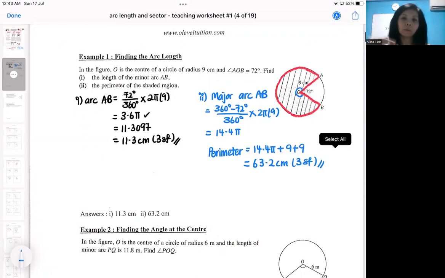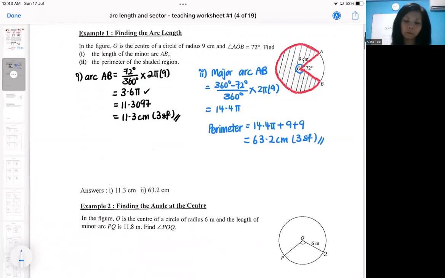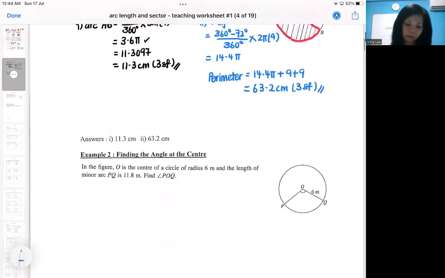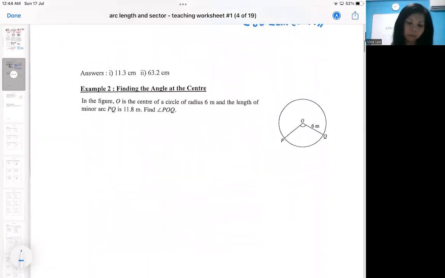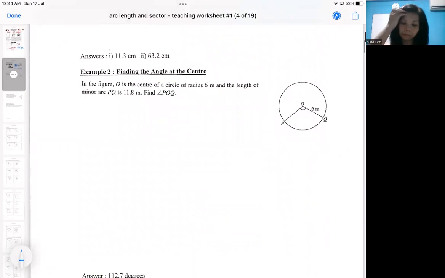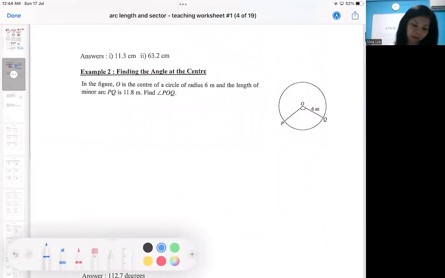All these will build you the foundation for radians. Later on in radians, we also have the same logic, so get used to it in degrees first. Example 2 is a bit opposite. They gave us the information, and then we are supposed to find the angle.